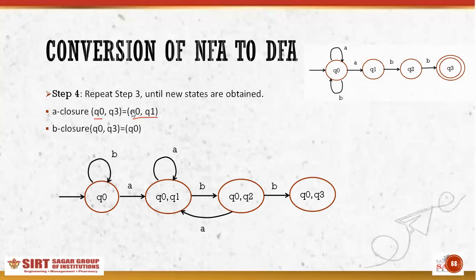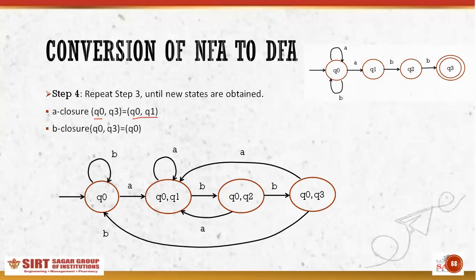Now I will trace out these findings which I have found in step 4 here. For A closure, I will make a back loop to Q0, Q1, and for B, I will make a transition to Q0. So in this step, if you can observe, there is no new state found because I've reused the existing state. On A transition from Q0, Q3, I've reached to Q0, Q1, and on B transition, I've reached to Q0. So no new state has been found here. So I will stop here only.